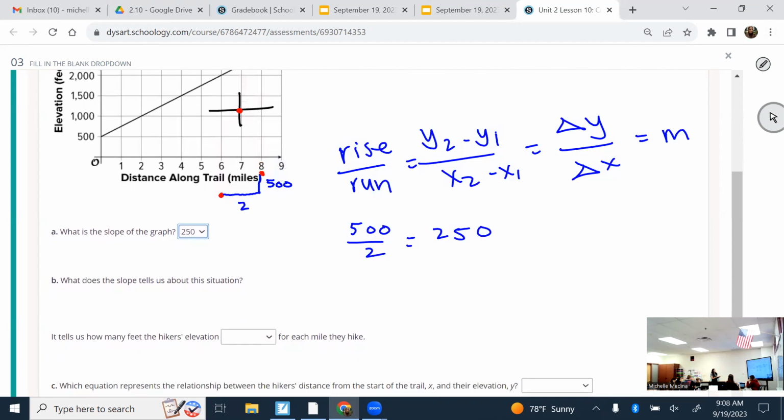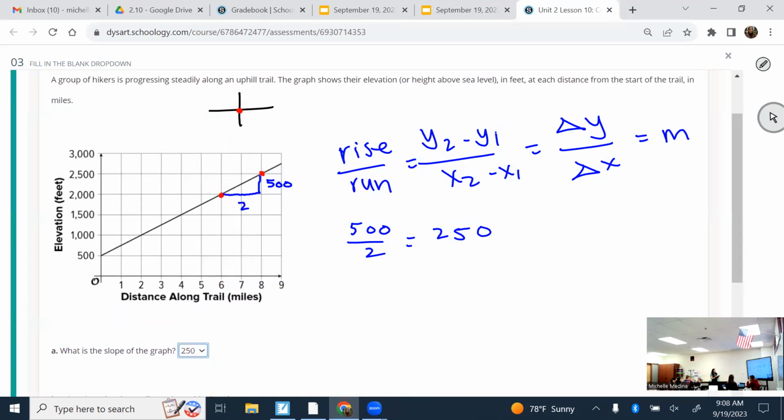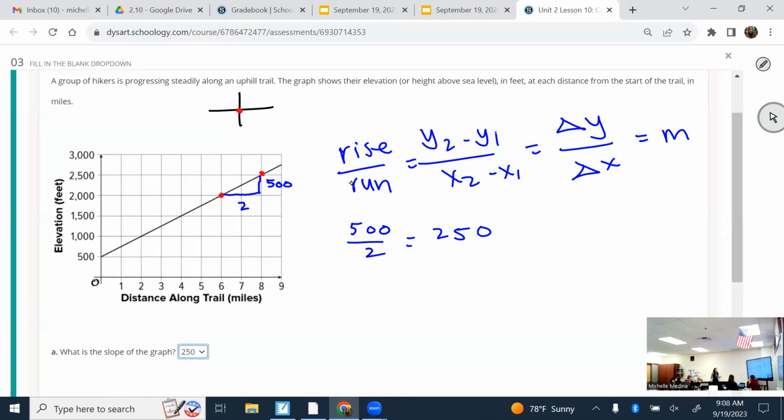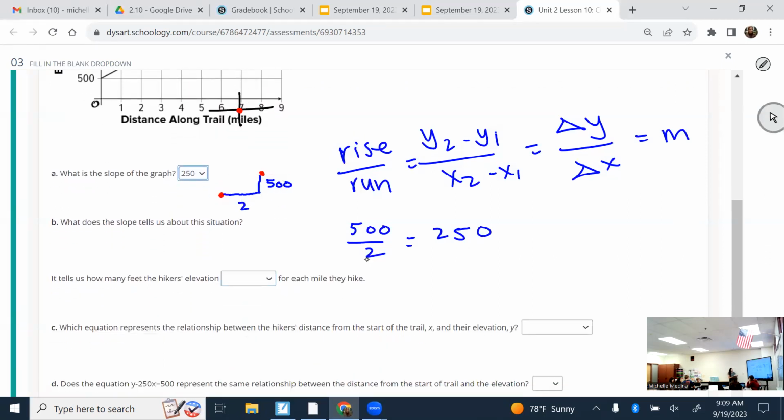What does the slope tell us about the situation? Generally, and this will probably work in any situation, slope is what it's changing by each time. So it looks like as they're traveling along, each mile that they're going up, if I just look at one increment, it's going up by 250. And if you look at the next increment, it's another 250 that it's going up. So slope is always what it's changing by each time. Let's see what it says for our options. It tells us how many feet the hiker's elevation blank for each mile they hike. So is it increasing or decreasing?